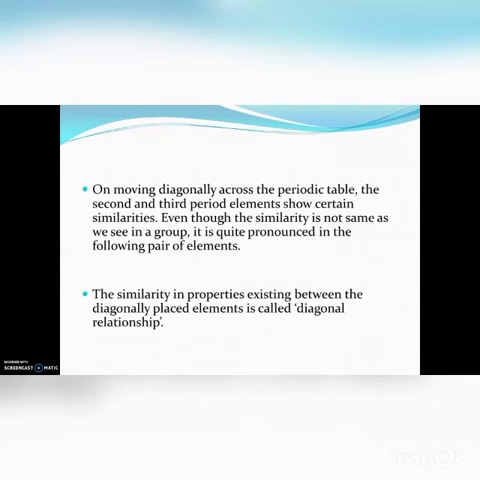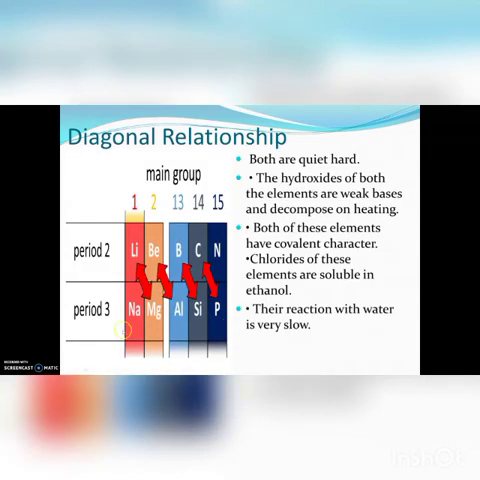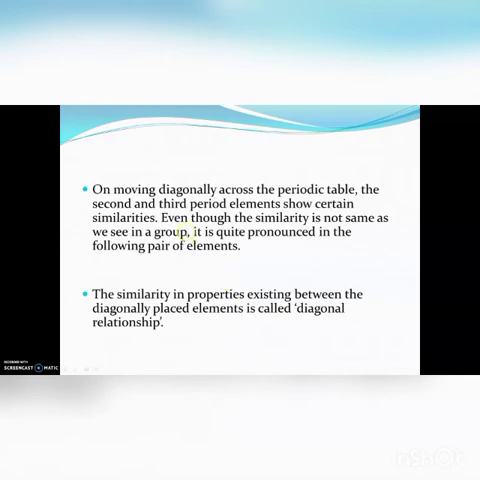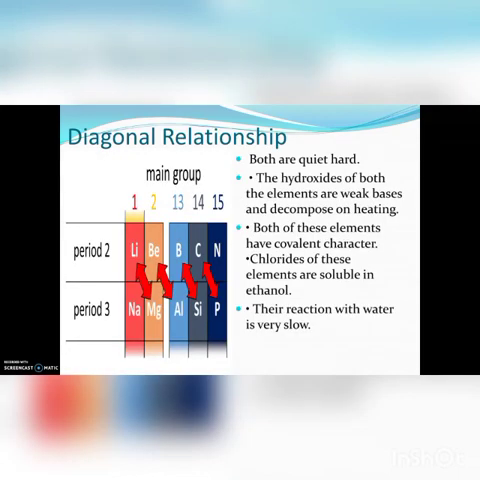What is diagonal relationship? On moving diagonally across the period, these elements show some resemblance in properties with the diagonally placed element. Even though the similarity is not the same as we see in a group, it shows in a pair of elements. This similarity in properties existing between diagonally placed elements is called diagonal relationship. So can you name some pairs? Lithium and magnesium, beryllium and aluminium, boron and silicon, and carbon and phosphorus.